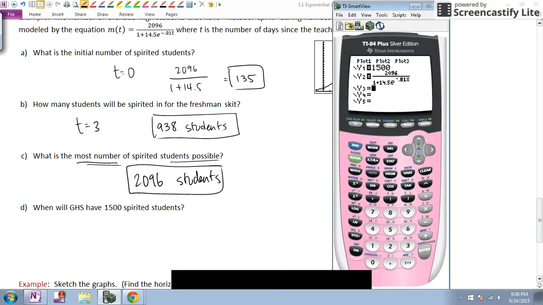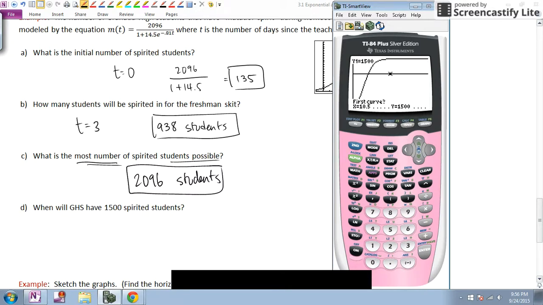So I'm going to go zoom. What do you think? Zoom fit, zoom 0. Let's see. There's the 1,500, and there comes the logistic through there. Oh, gorgeous, right? And what am I going to do? I'm going to ask my calculator to find the intersection. So second, calculate, the intersection, number 5.